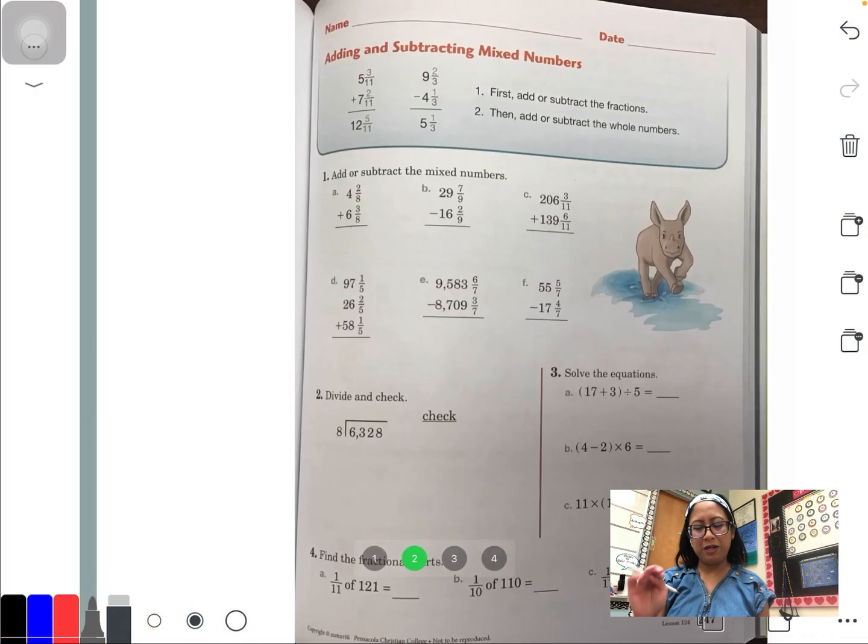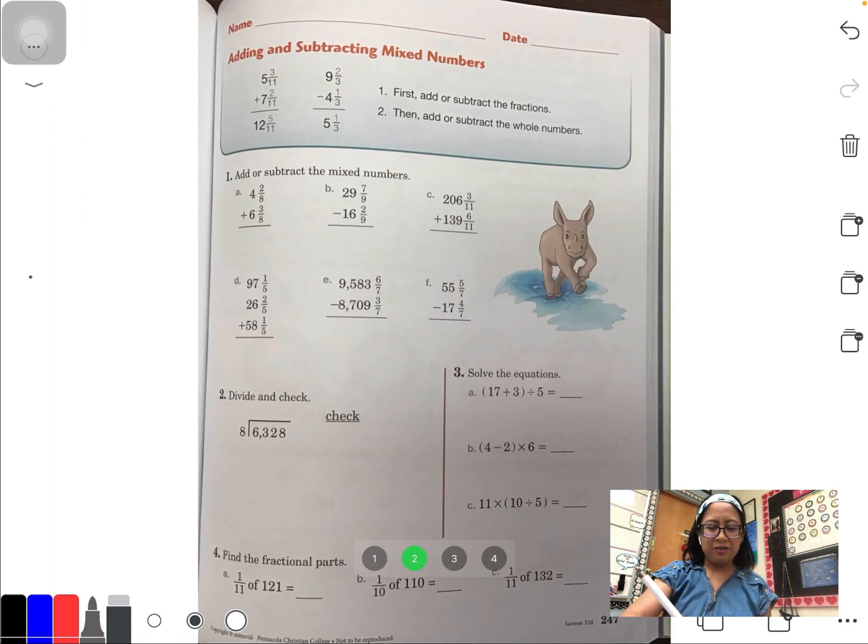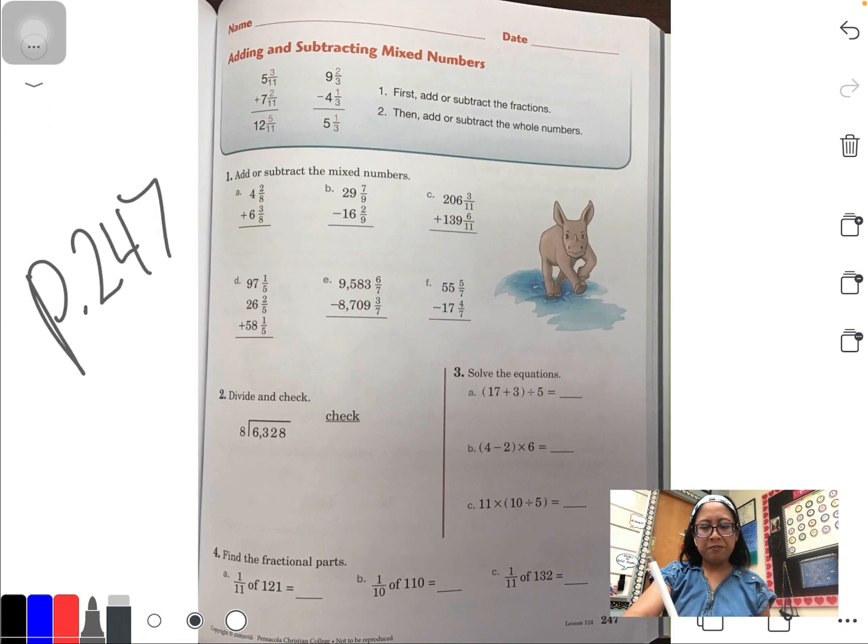Now let's go back to page 247. All right, page 247. Cool. Okay, so we're going to do number 1. We're going to do number 2 at our Zoom meeting, but 3 and 4 are seat work.